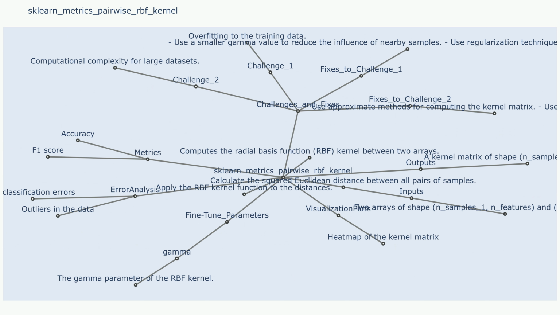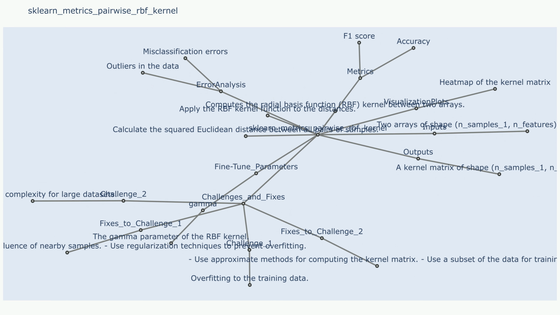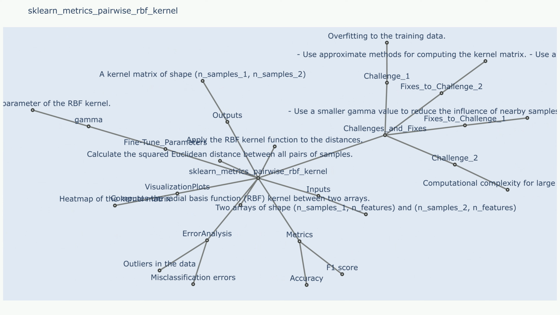Outputs: K, a 2D array of shape (n_samples_1, n_samples_2) containing the pairwise RBF kernel values for all pairs of data points in X and Y. Each element K[i, j] represents the similarity between the ith sample in X and the jth sample in Y.